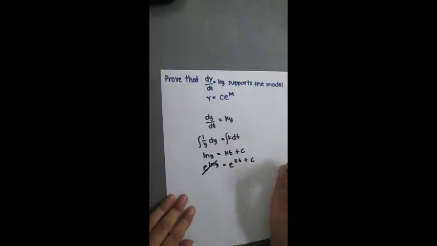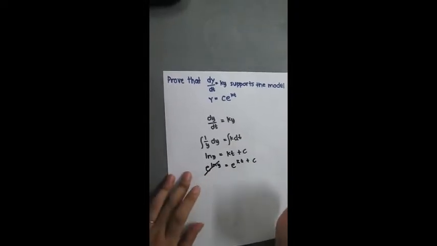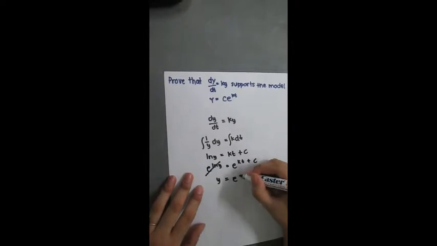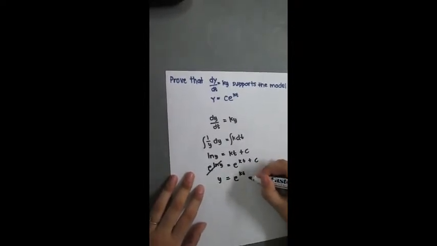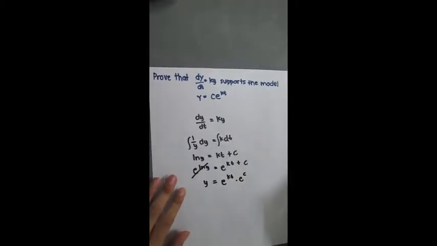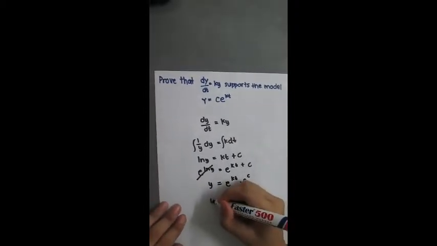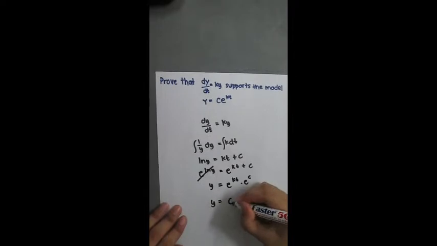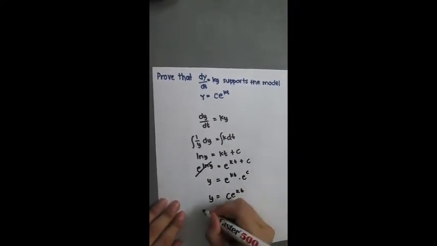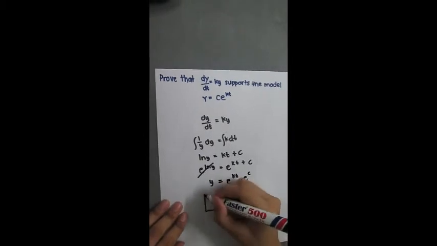We can now cancel the exponential of ln. y is equal to e raised to kt times e raised to c. y is equal to c e to the kt. This is our final answer.